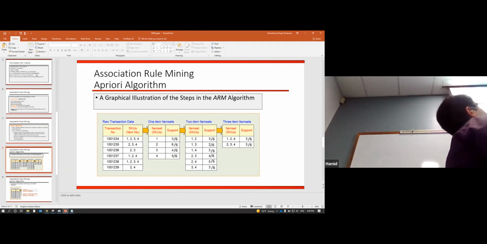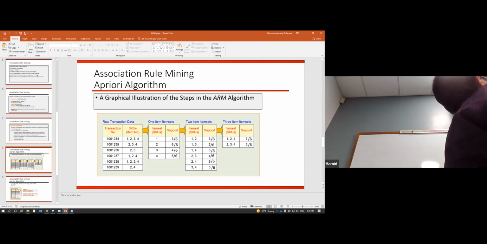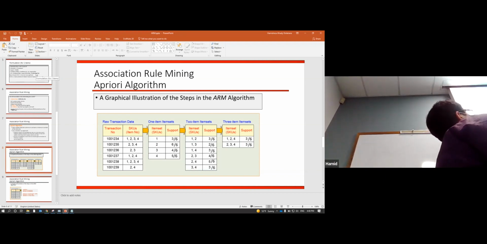You can have support for two items together, for example, 1 and 2. So 1 and 2 happen here, here, and here. So 3 out of 6 transactions have items 1 and 2 together. So their support will be 3 divided by 6. Let's look at items 2 and 4. So 2 and 4 happen in the first, second, and fifth. So let's say 3 divided by 6. 2 and 4 happen a lot, almost in 5 out of 6 transactions, you have those 2 items together. And for 3 items, 1, 2, 4 is happening here, here, and here. So the support is 3 divided by 6.